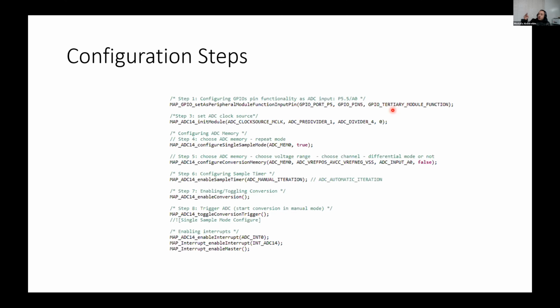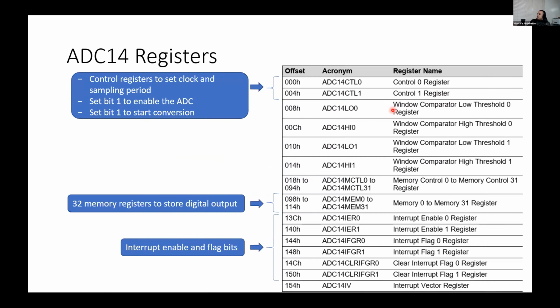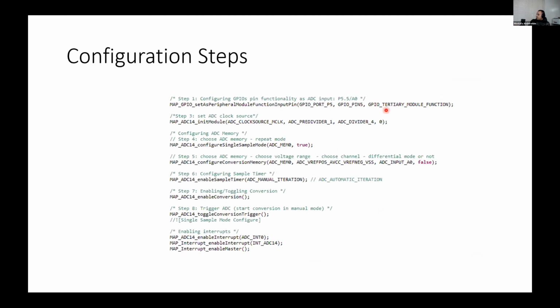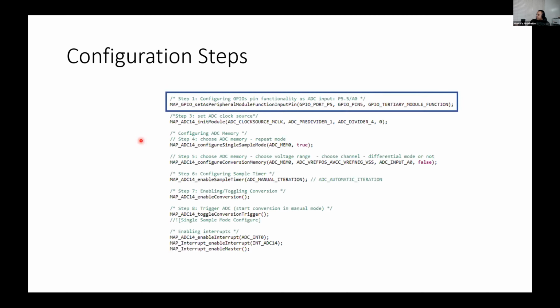Tertiary is 1-1. If you remember, guys, there are two registers called PxSEL0 and PxSEL1. When we configure these two registers at 0-0, this is GPIO. 0-1 is primary, 1-0 is secondary, and 1-1 is tertiary. So here, you will configure this pin as tertiary. This is step 1.